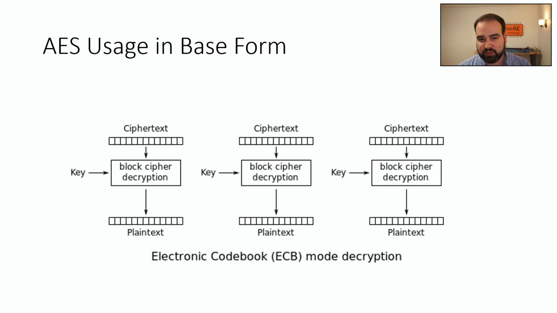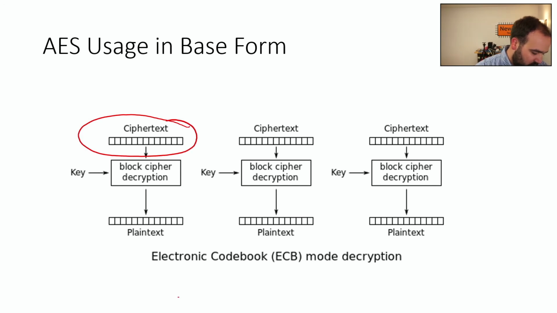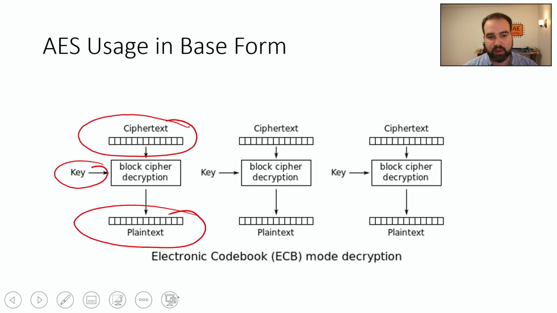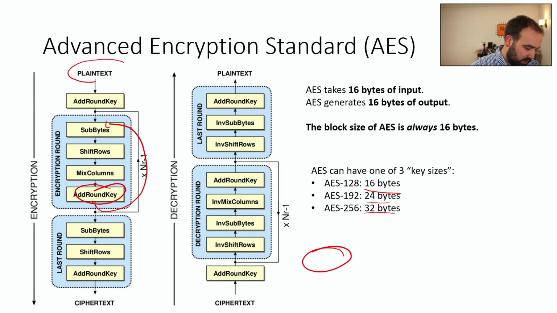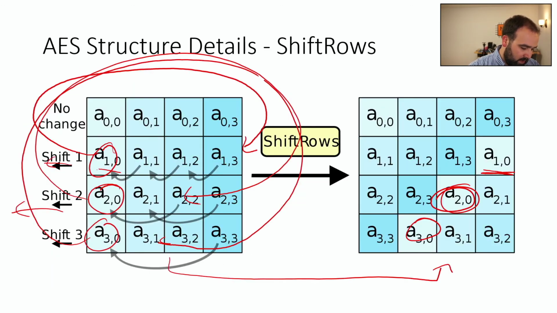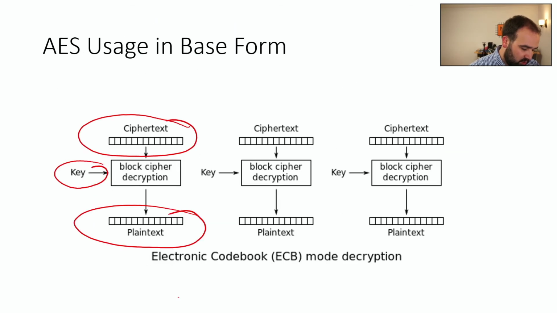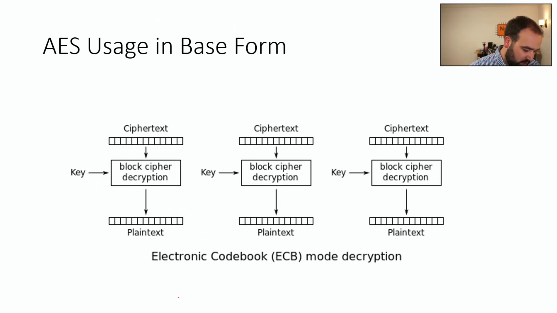The usage in base form would look like this. So you basically have 16 bytes of input, right? We have a key, and we generate 16 bytes of output. What this means is that if we had whatever the input is, right, it's going to go up here at the plaintext, run through the algorithm, and then generate our ciphertext. And so this is called electronic codebook mode, or ECB mode.